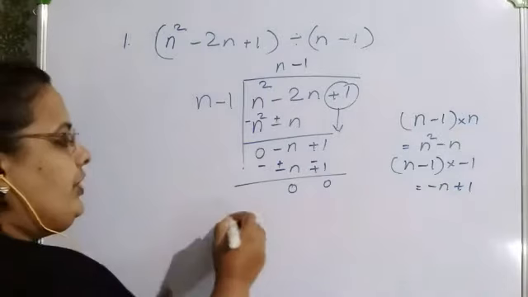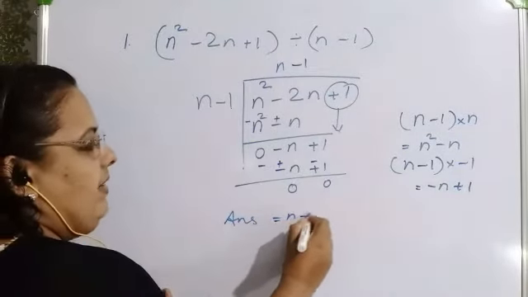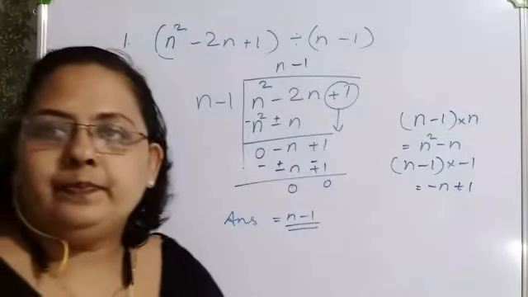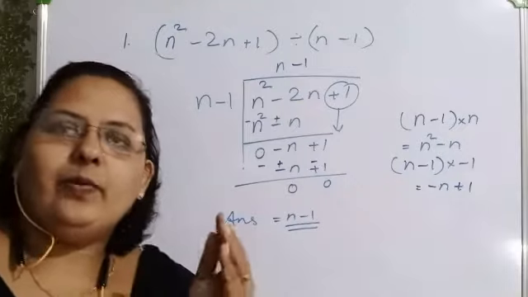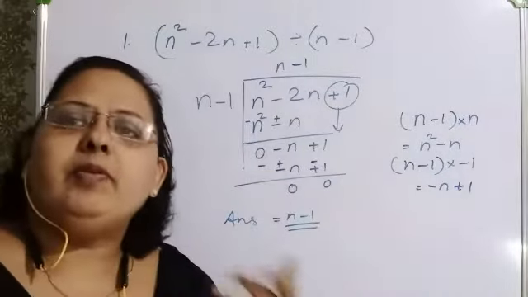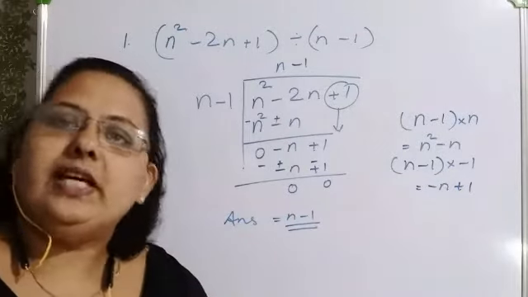Now what is the quotient? What is the answer for this one? Answer is n minus 1. Okay, I hope you got a little bit of an idea how to do it. Now, when we do more and more problems, it will become thorough for you. Okay, so we'll do the next problem.